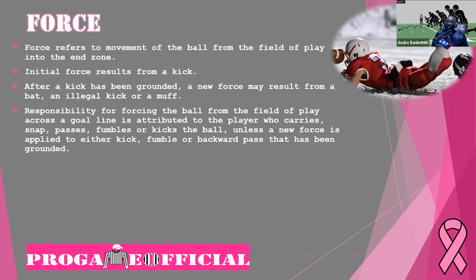It won't be a safety because the new force was created by R muffing the ball into K's end zone. And because they're responsible for it going in the end zone, if K lands on it, it's going to be a touchback. Obviously, if R lands on it, it'll be a touchdown. If it goes out of bounds behind the goal line, it'll be a touchback. So just understand how that works in regards to a muff on a scrimmage kick.